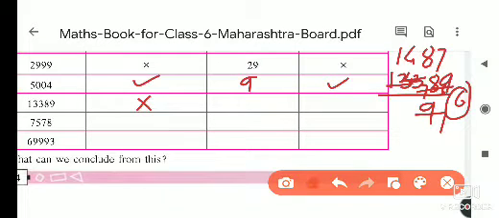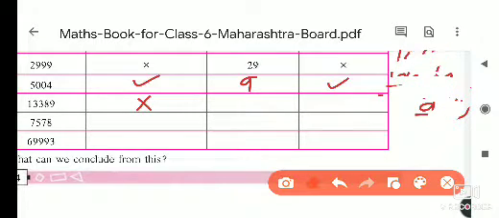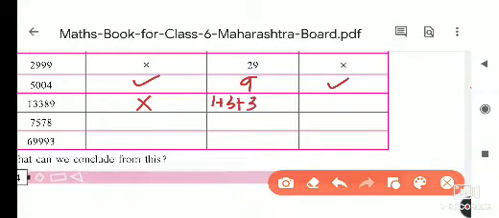Right? Now what we have to do? We have to check whether the sum of digits is divisible by 9 or not. So for that we have to do the sum of numbers. So here it is 1 plus 3 equals 4. 4 plus 3, 7. 7 plus 8 is equal to 15, and 15 plus 9 is equal to 24. Okay. So here what is the sum of these digits? It is equal to 24.